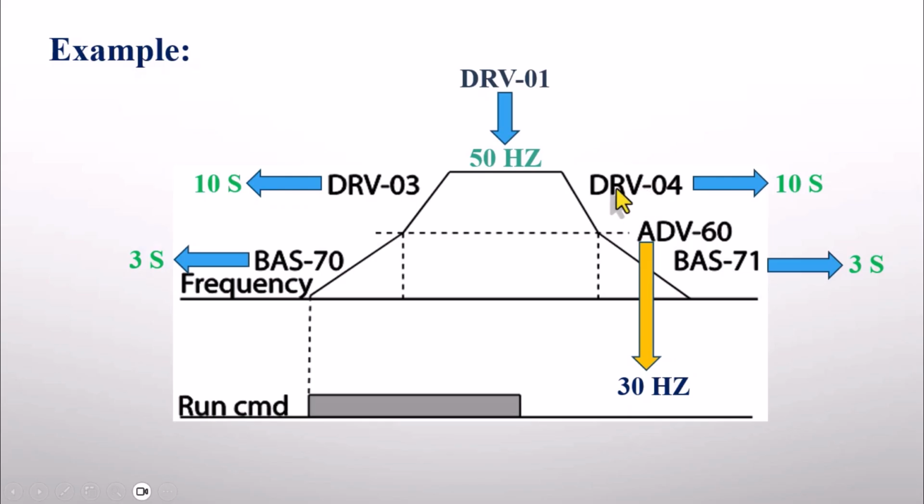We are supposed to set the first DEC time value to 10 seconds, and for Base 71, the second DEC time value to 3 seconds. Meaning it's supposed to go from 0 to 30 Hz in 3 seconds, from 30 to 50 in 10 seconds, and when stopping, from 50 Hz down to 30 Hz in 10 seconds, and from 30 Hz to 0 Hz in 3 seconds. All the settings we've learned so far, let's apply them on this inverter and test this feature together.